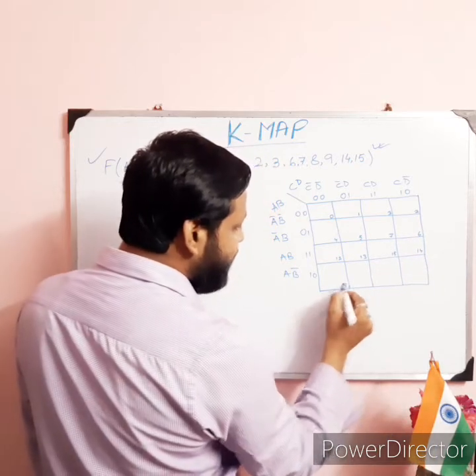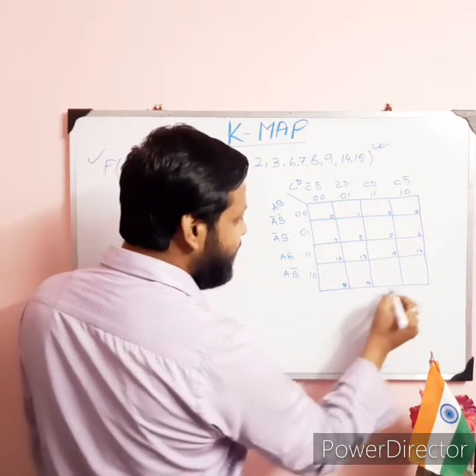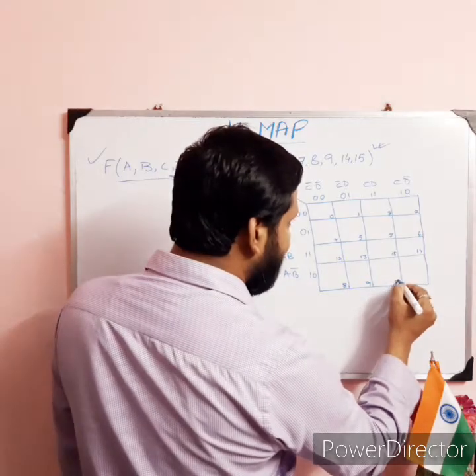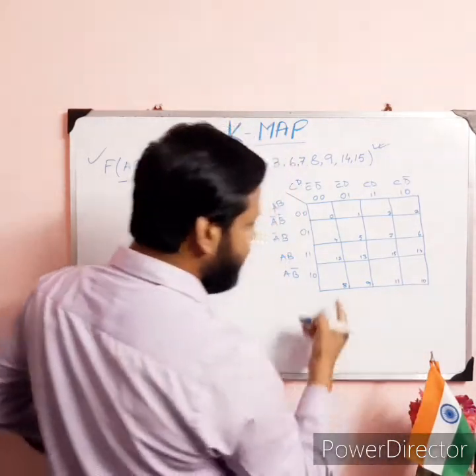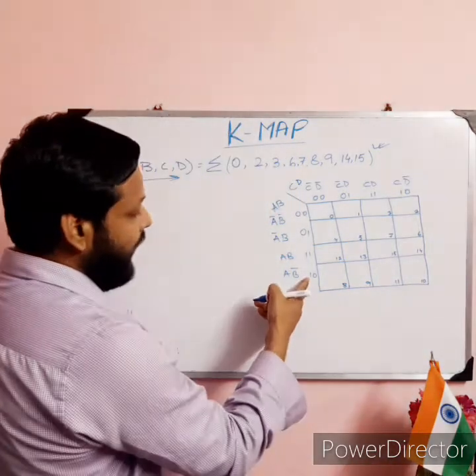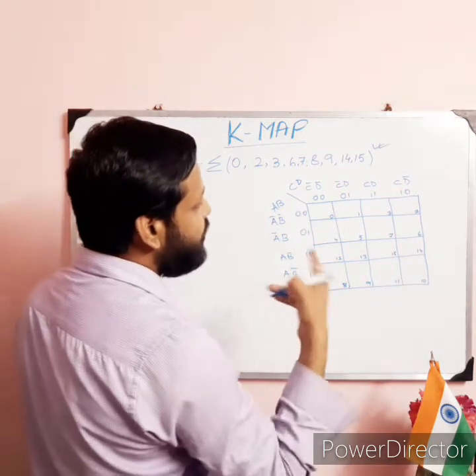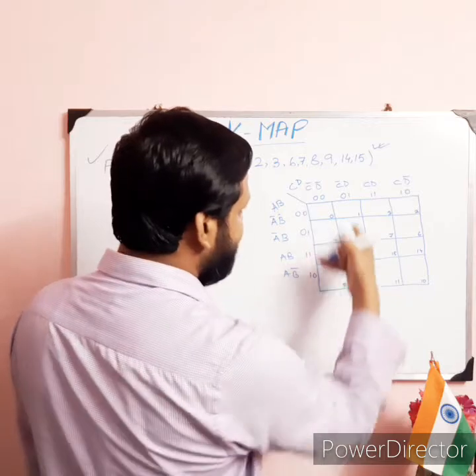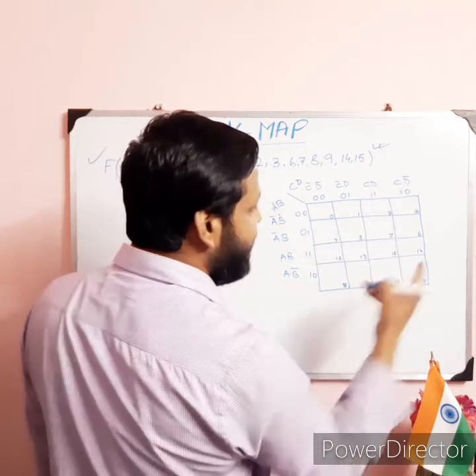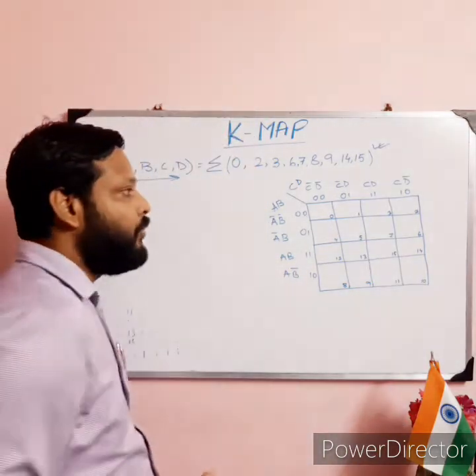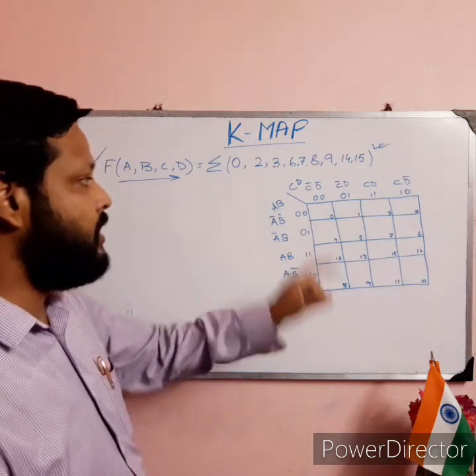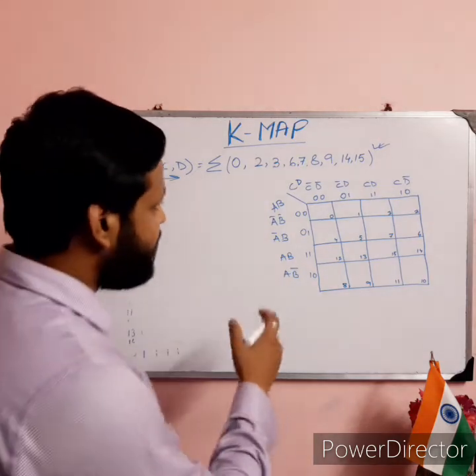This one you can identify as 8, 9. This one you can find out is 11 and this one is 10. Why is it 8? Because A is 1, B is 0, C is 0, D is 0, so 1, 0, 0, 0 is 8, then 9, this one is 11 and this one is 10. By this way we can give the identifications of the boxes.